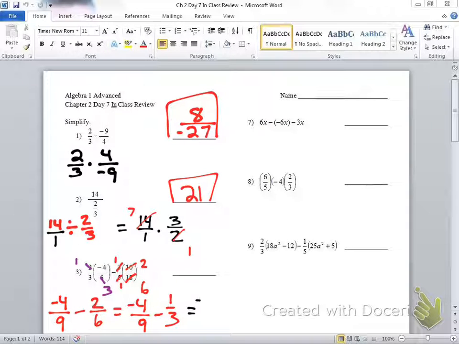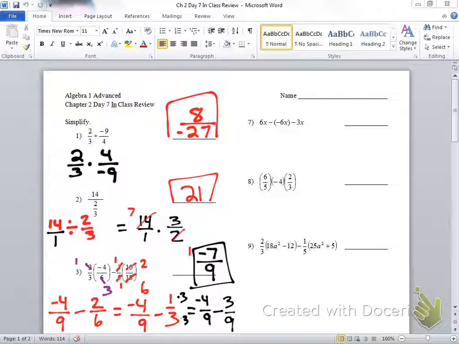So I'm going to keep the first one the same. And then this one I'm going to multiply by 3 over 3. All right, what is negative 4 minus 3? Negative 7 over common denominator stays the same, and you cannot simplify. Questions so far?